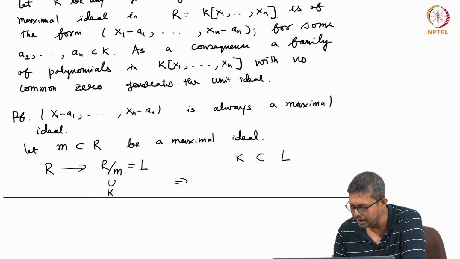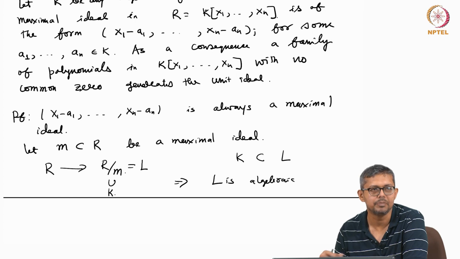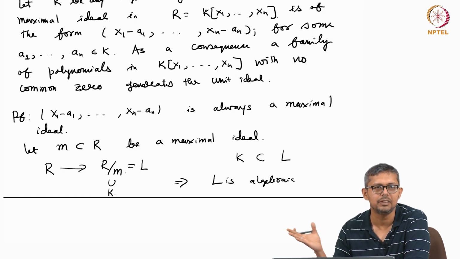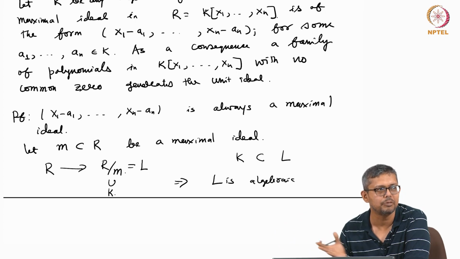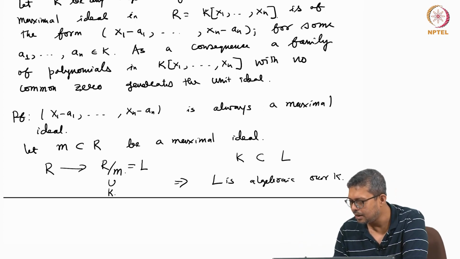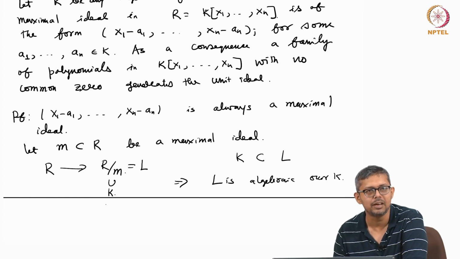So, this will imply L is algebraic over K, because after all it is of finite type. If it is not algebraic, there will be some transcendental element, and that won't be a finite type. It will go on, because it is a finite type algebra. So, L is algebraic over K, but the point is that K is algebraically closed.